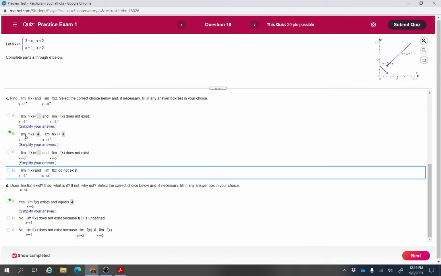And because of that, the left hand limit and right hand limit are equal. The limit does exist and is equal to 4.